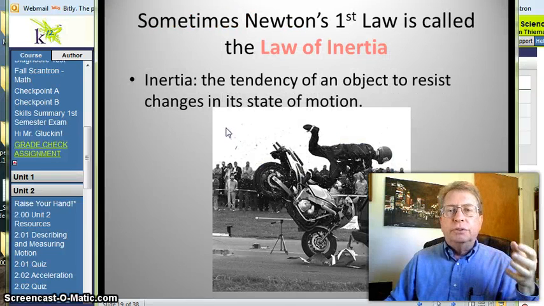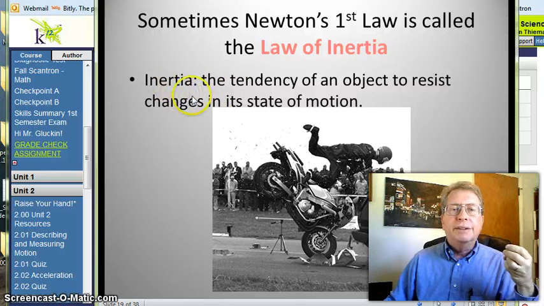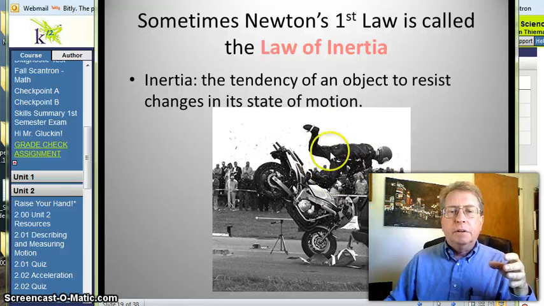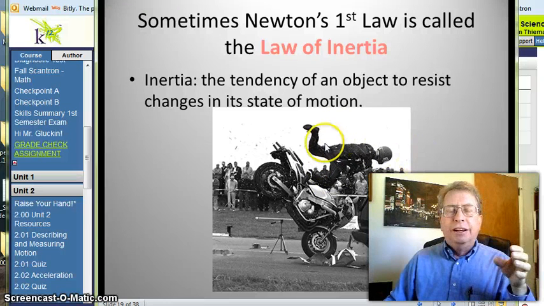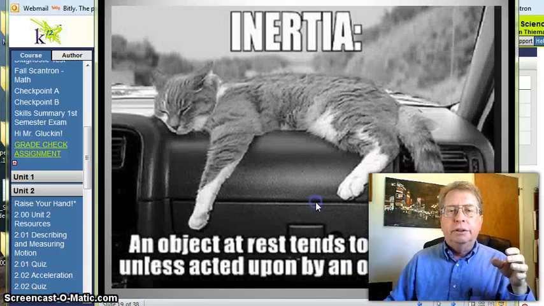Now, sometimes Newton's first law is called the law of inertia. And inertia, here's another key word to write down. Write this down: the tendency of an object to resist changes in its state of motion. This guy continues to move, right? He continues to move even though his motorcycle stopped rather suddenly here, okay?